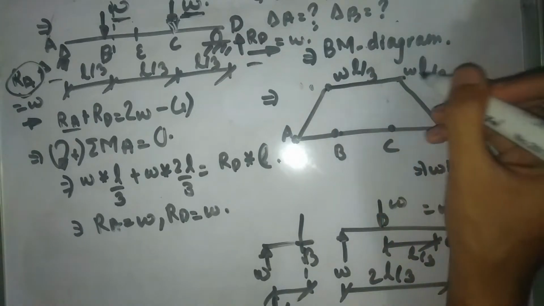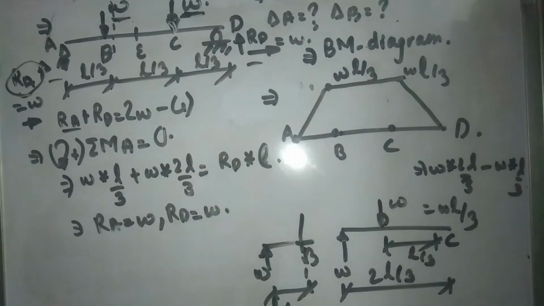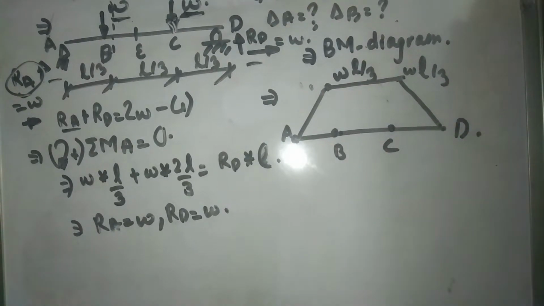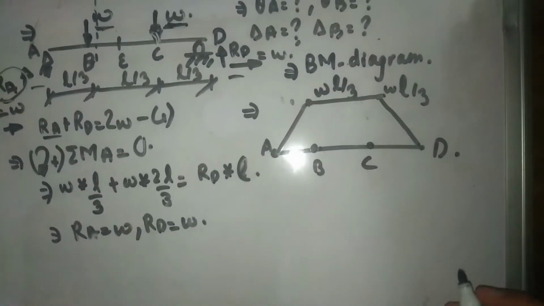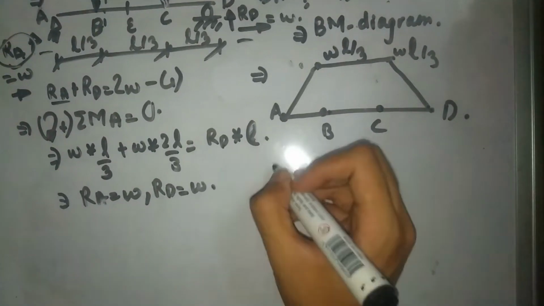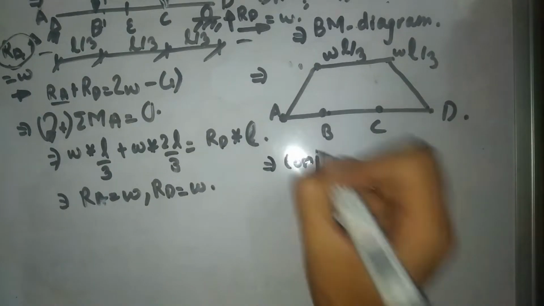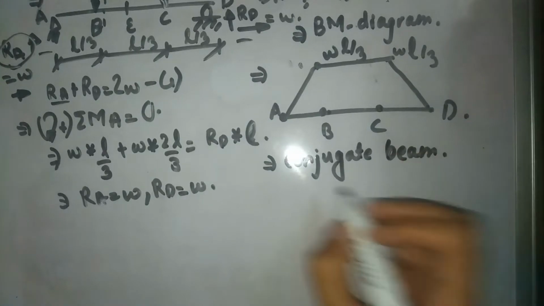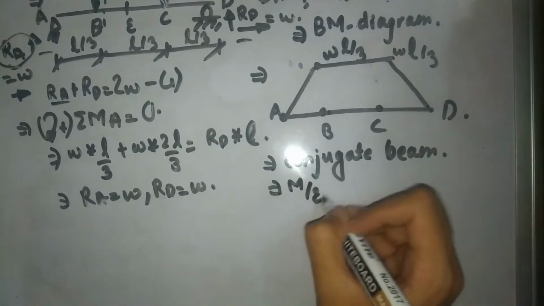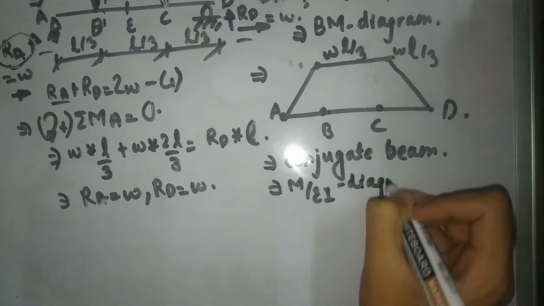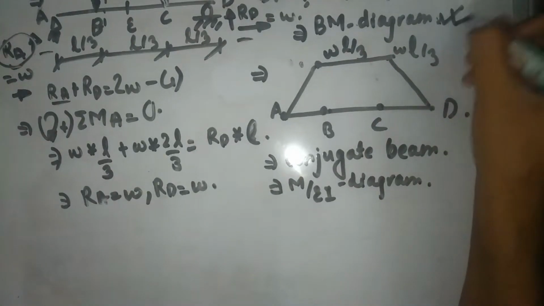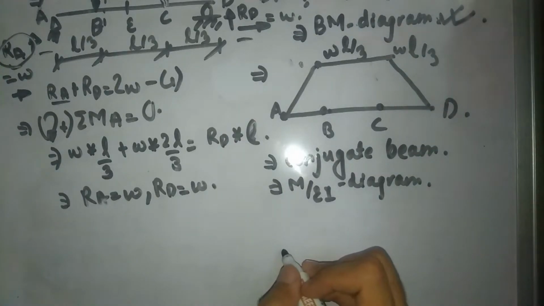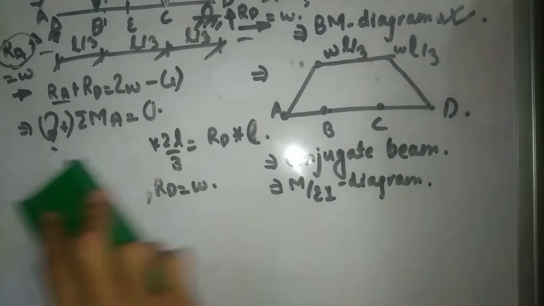So this is my bending moment diagram. As I explained before, I'm now going to draw my conjugate beam. For my conjugate beam, I need my M by EI diagram. What I'm going to simply do is, I have my bending moment diagram, so I simply need to divide by EI for all those points. So let me drop this part as well, we don't need this reaction force.